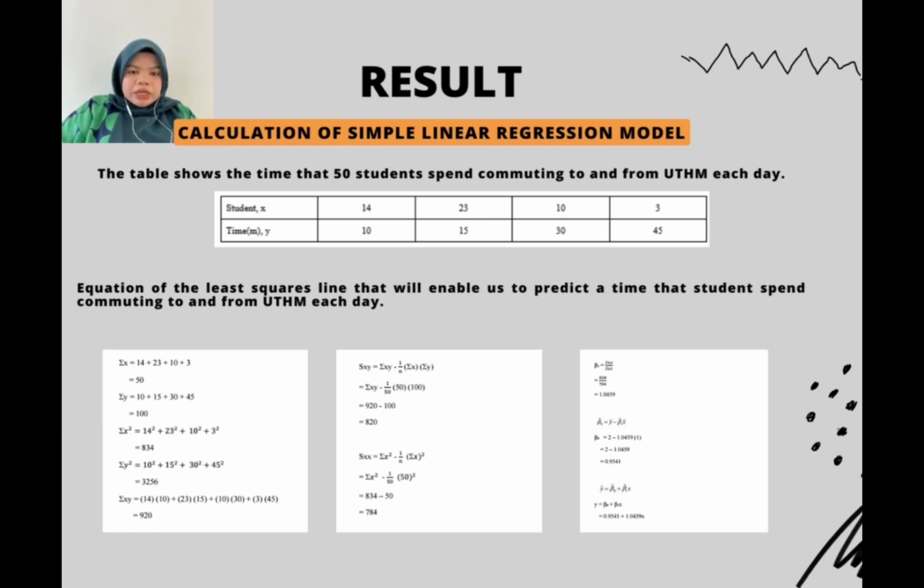So after I use the formula from chapter 6, the final calculation will be 0.9541 plus 1.0459x. So that's all from me.